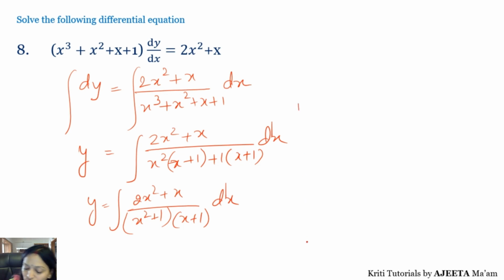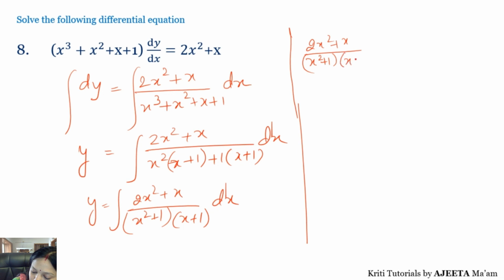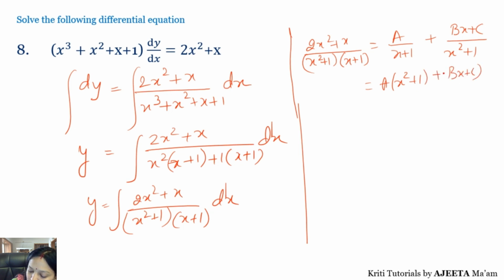Now let's do the partial fraction. So 2x square plus x. चलिए partial fraction कर लेते हैं. So a upon x plus 1. और जब नीचे क्वाड्रेटिक होता है तो ऊपर क्या होता है? लीनियर. That is the important part for you all. So a, x square plus 1, bx plus c, x plus 1.